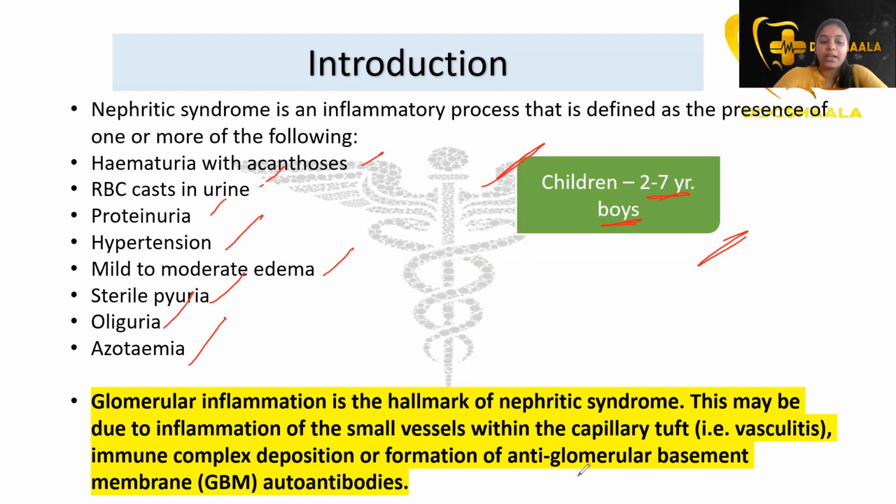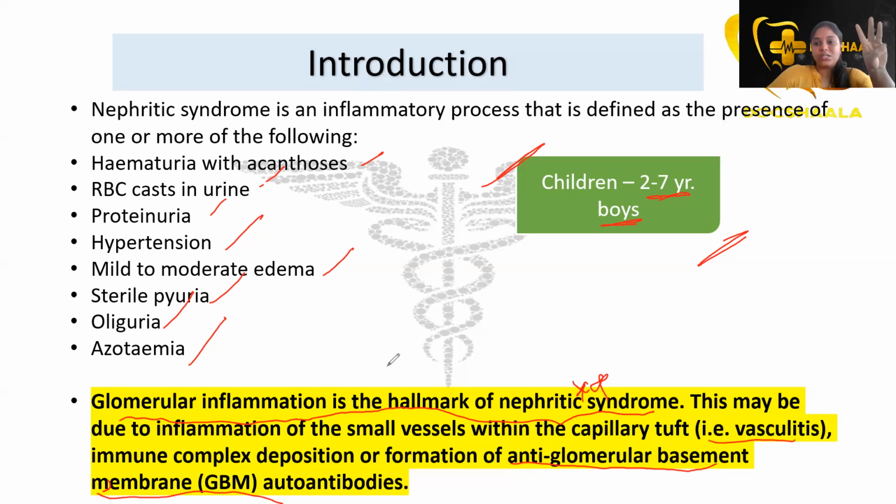Glomerular inflammation is the hallmark of nephritic syndrome. You have to remember this. This may be due to inflammation of the small vessels within the capillary tuft, that is vasculitis, immune complex deposition, or formation of anti-glomerular basement membrane autoantibodies. So this glomerular inflammation may occur for three reasons: one may be vasculitis, that is small vessel inflammation, immune complex deposition, or formation of anti-GBM autoantibodies.